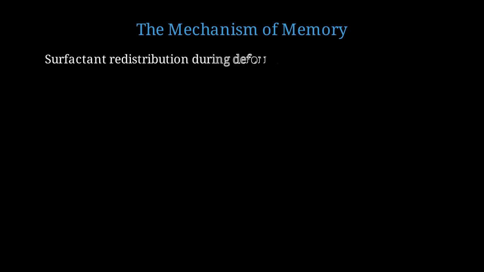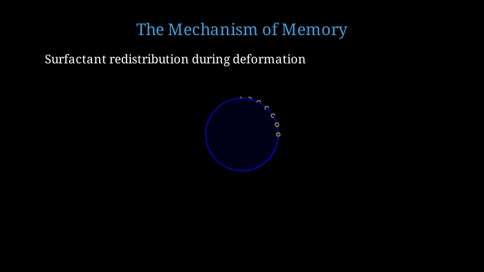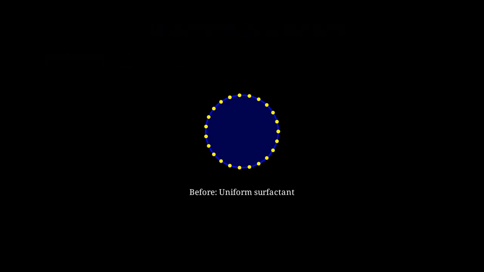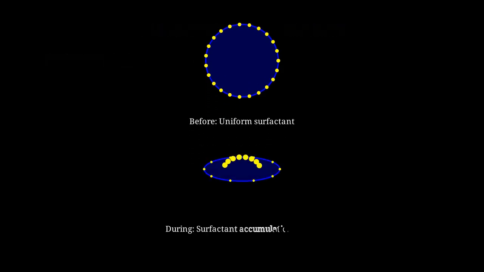When a droplet squeezes through a junction, it gets stretched. During this stretching, surfactant molecules are redistributed unevenly across the interface. Before deformation, surfactants are uniformly distributed around the droplet interface, shown here as yellow dots evenly spaced. During stretching, surfactants accumulate at the tips where the interface is expanding and become depleted in the middle regions where the interface is compressed.